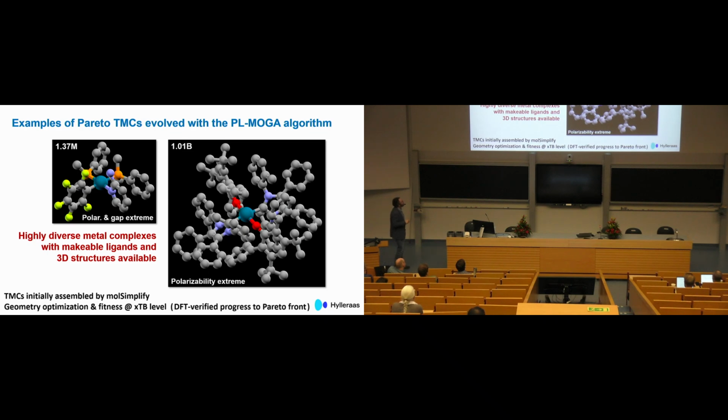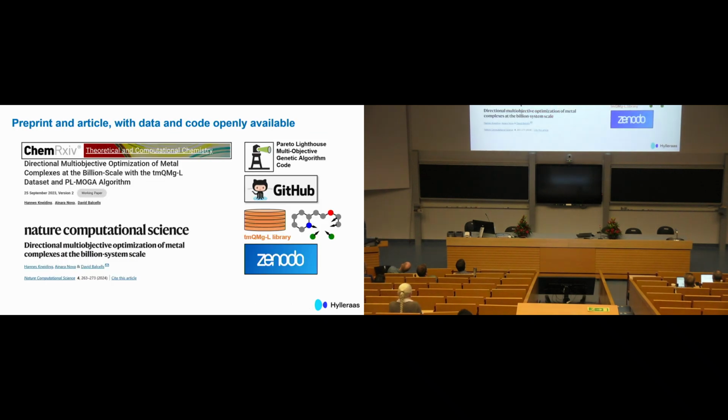So we get these diverse metal complexes with ligands that can be made, or at least have been made, and we have 3D structures available for them. So we published this recently. There's both a preprint and a peer-reviewed article, and also both the data and the code are documented and openly available from GitHub and Zenodo.